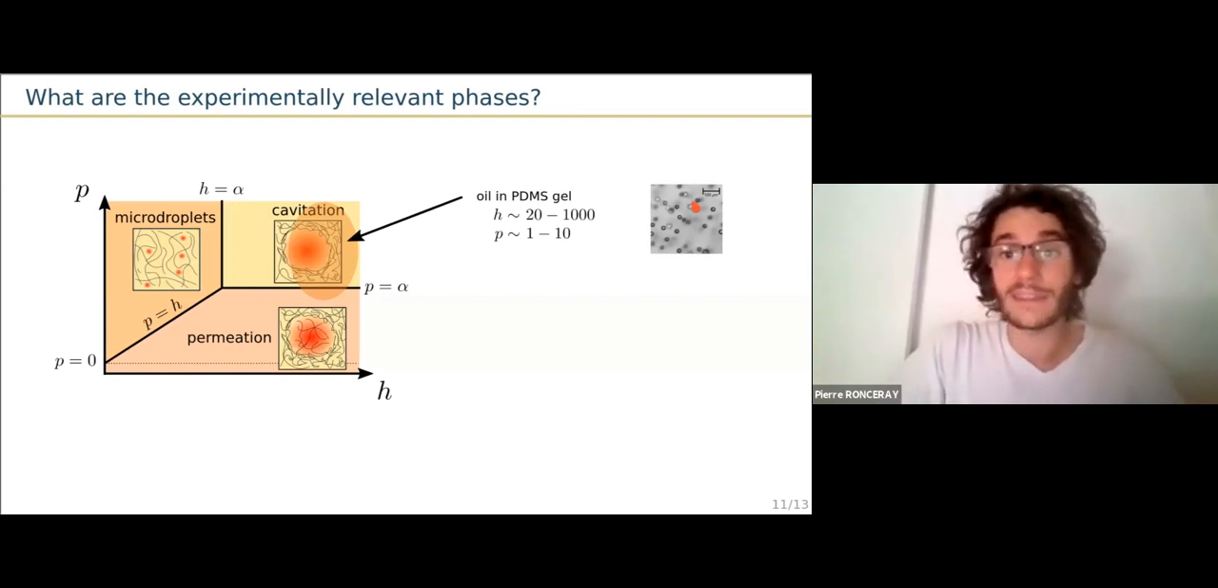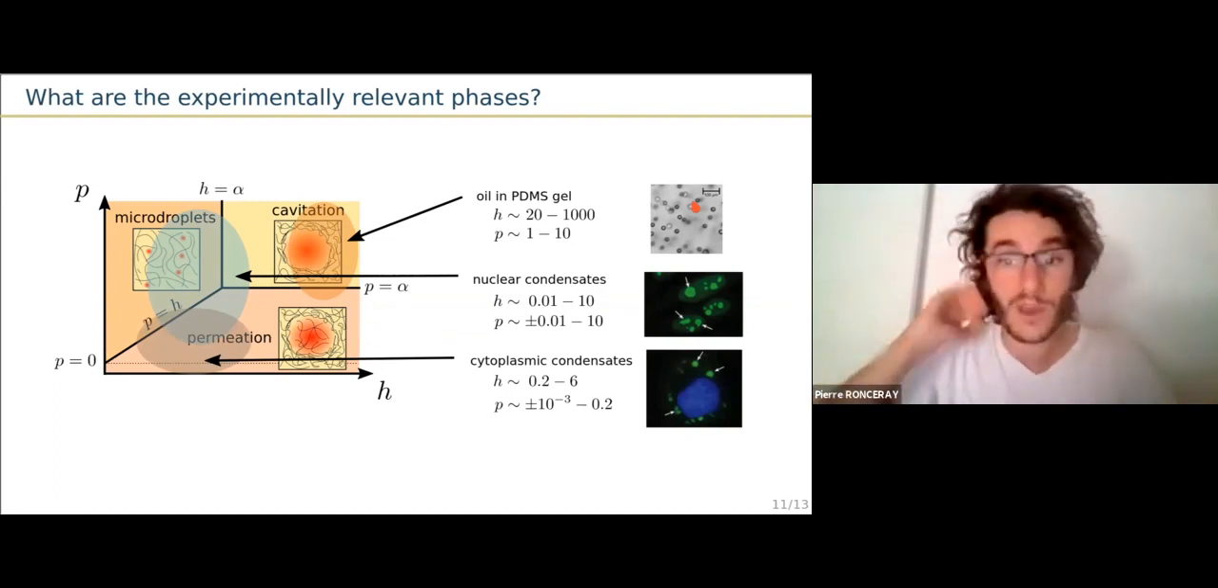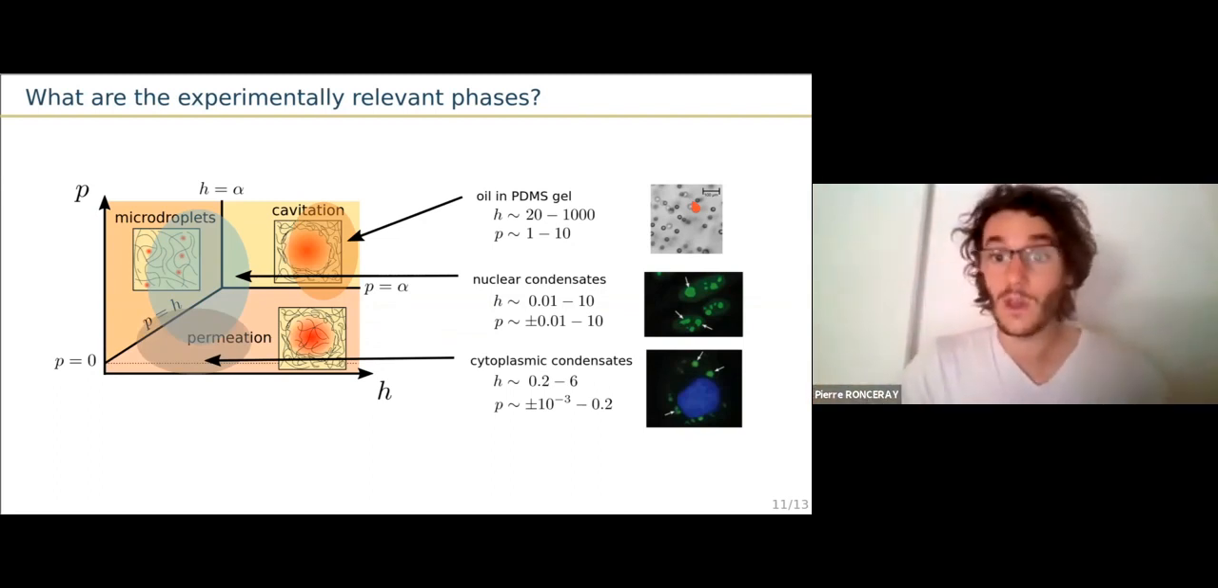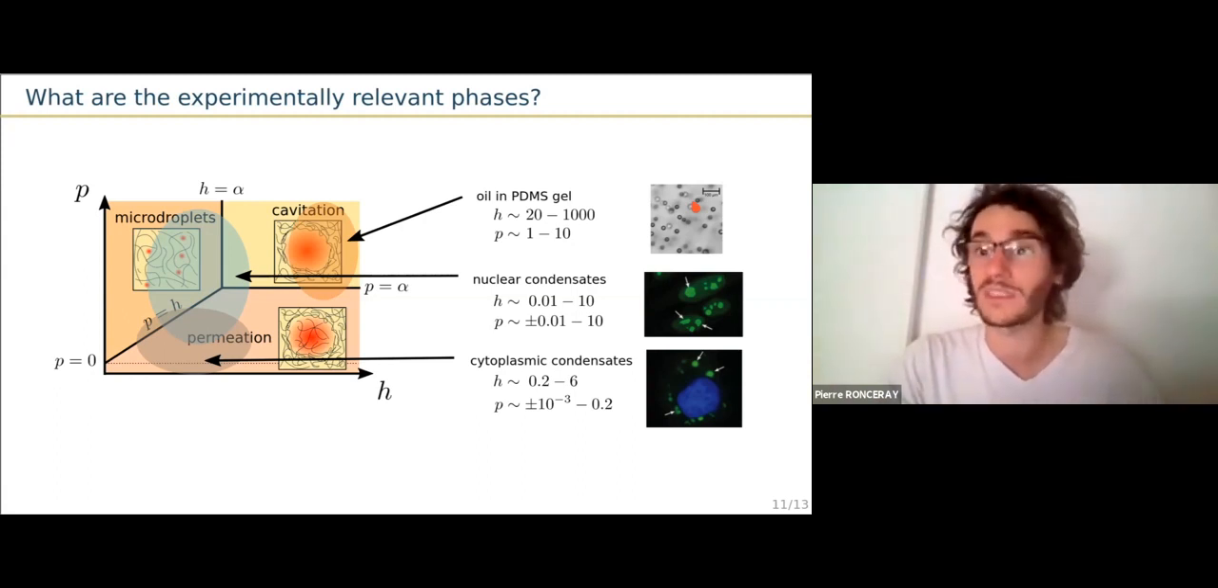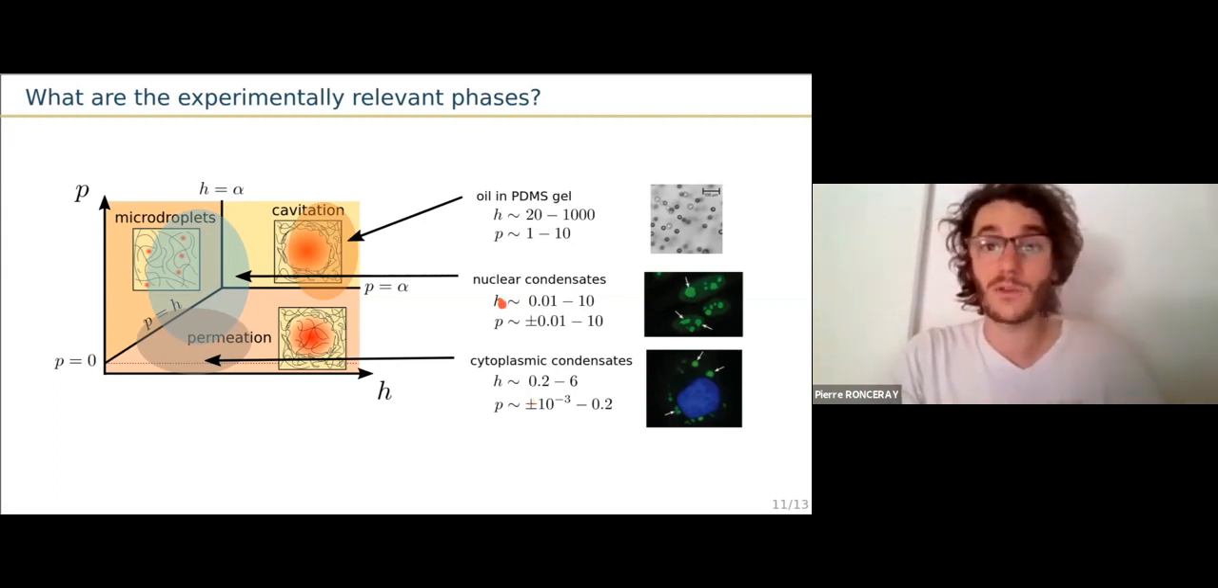In contrast, if we look at nuclear condensates forming inside the cell nucleus, or at cytoplasmic condensates forming inside the cytoplasm, there's much more uncertainty here, on the one hand due to the large error bars on the surface tensions and the elastic modulus, but also due to the fact that this encompasses many different types of systems. But in these two cases, what I find is that the biologically relevant values for these numbers are not typically in the cavitation regime. In the nuclear condensates, the cavitation regime is accessible, but somewhat marginally, and microdroplets or permeation are the most likely scenarios.